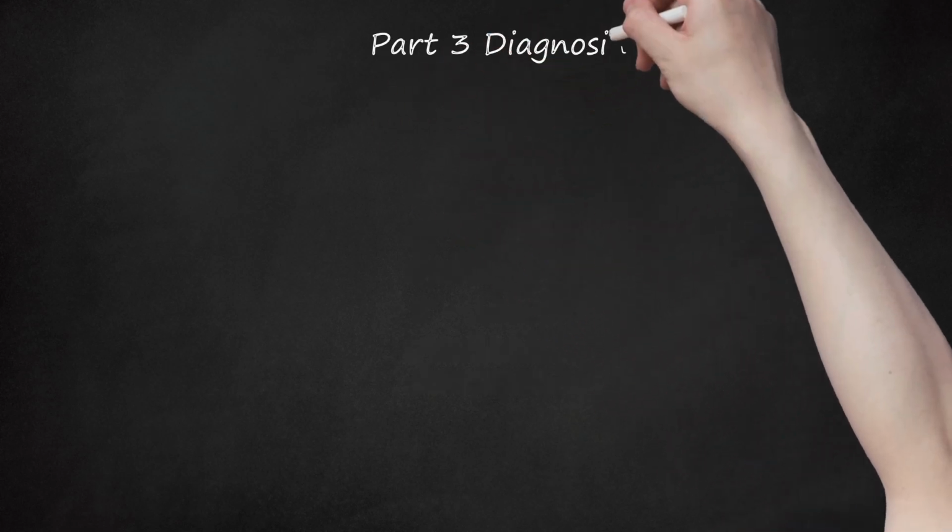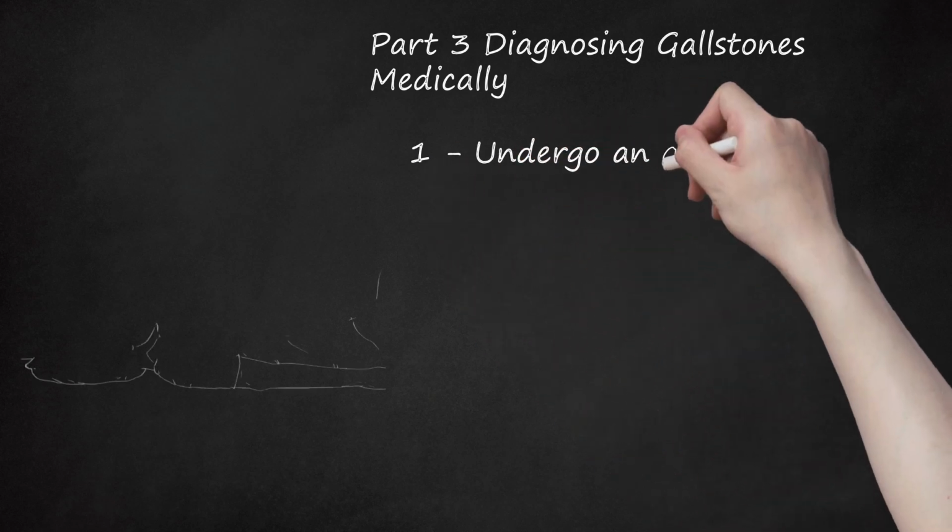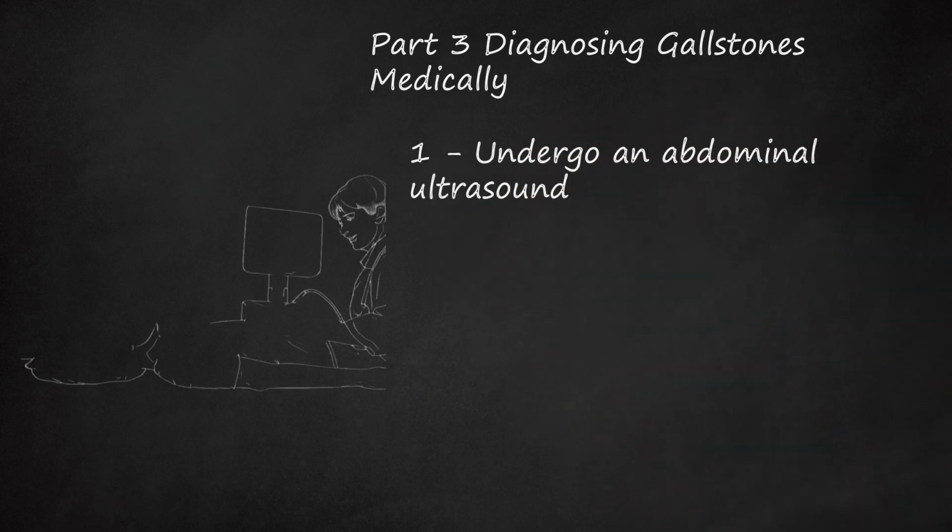Part 3. Diagnosing gallstones medically. 1. Undergo an abdominal ultrasound. Ultrasound is the best test to diagnose and differentiate gallstones. It is a painless imaging technique in which sonic waves produce an image of the soft tissues in your abdomen. A trained technician can find gallstones in the gallbladder or common bile duct. This test can detect gallstones in approximately 97% to 98% of individuals.